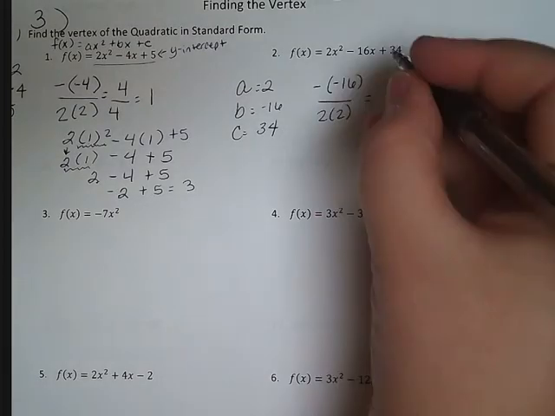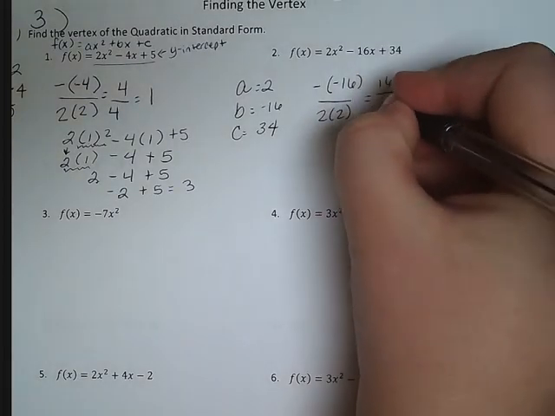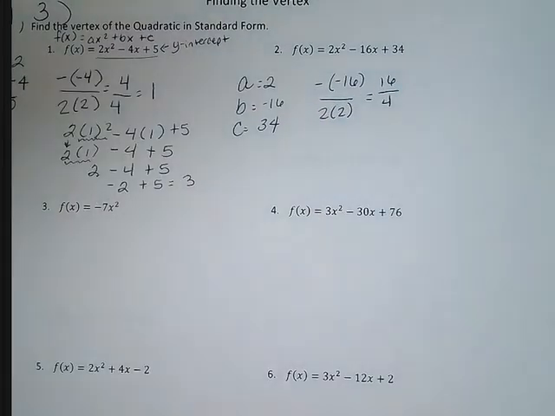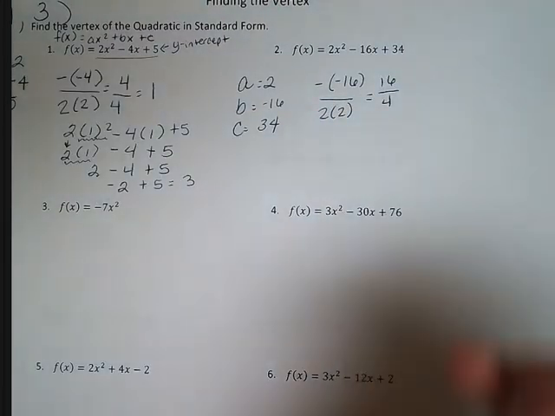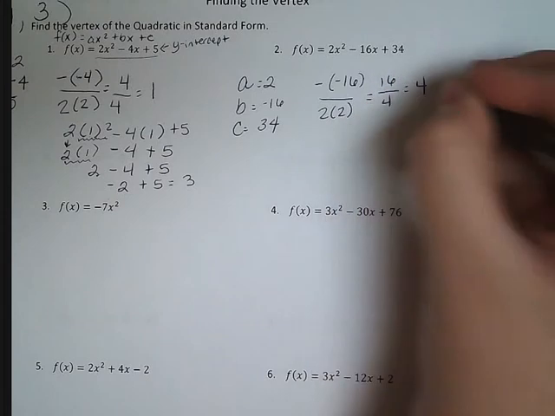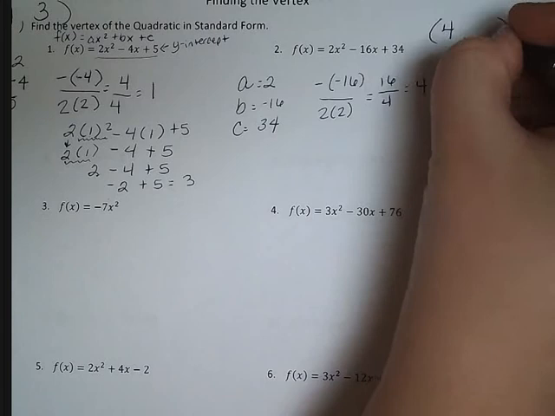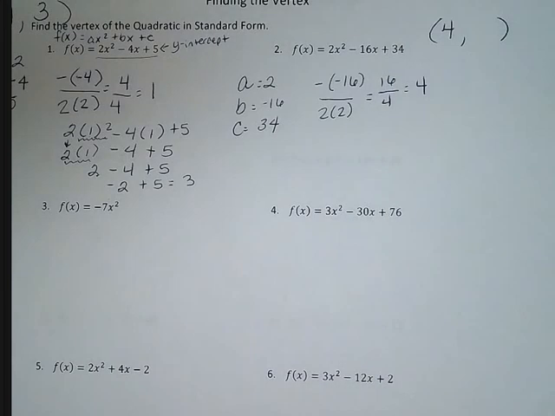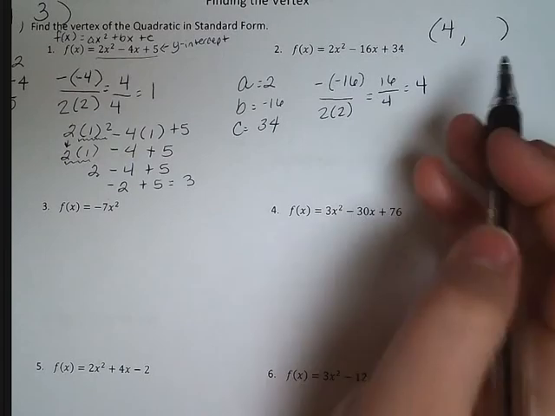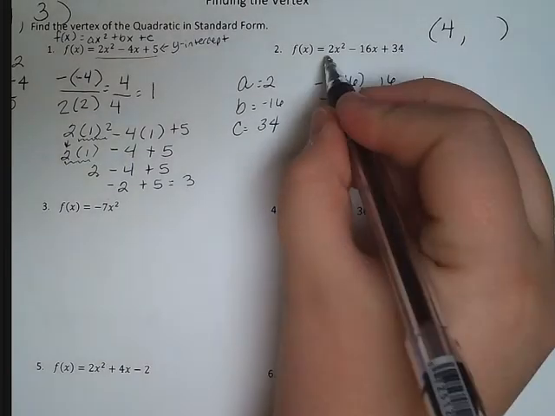And then 2 times 2 is 4. 16 divided by 4 is 4. So that is our x value of our vertex. So now to find our y value, we're going to plug it into our original equation.